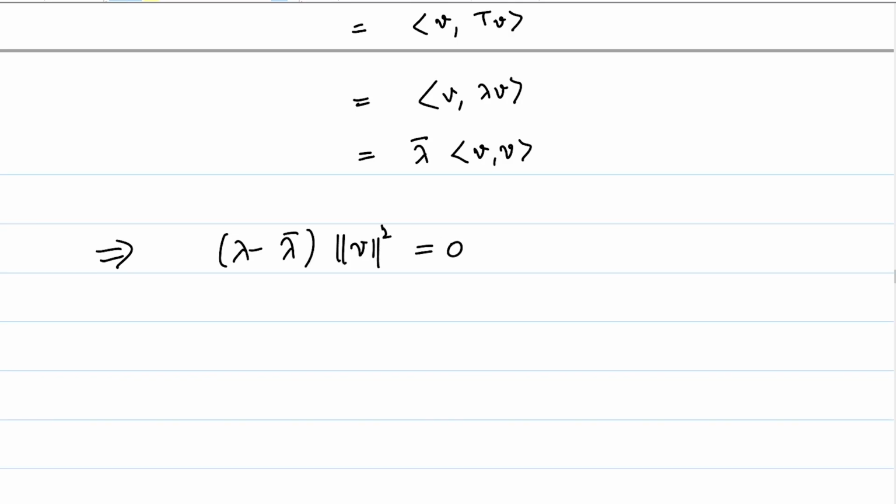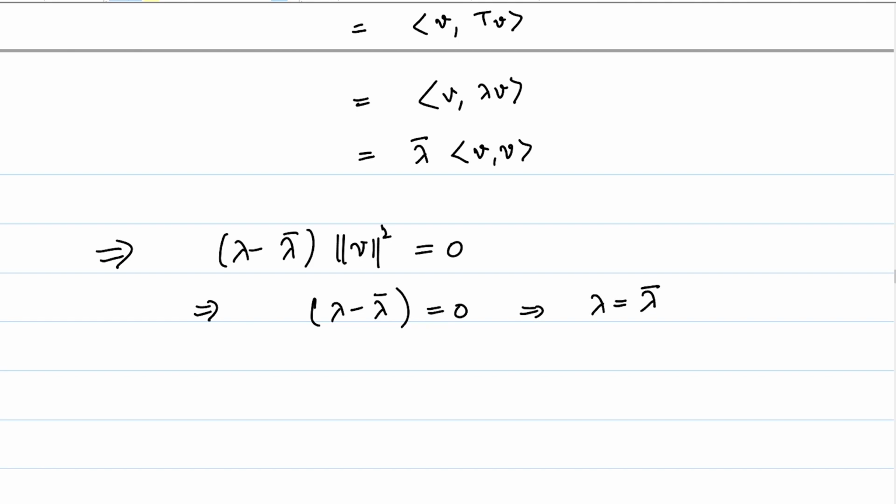But V is an eigenvector, hence a non-zero vector, and therefore the length of V has to be necessarily non-zero, and therefore the length of V squared is also non-zero. This implies that one of the two has to be 0 here because it is a field, and therefore lambda minus lambda bar is equal to 0, which implies that lambda is equal to lambda bar.